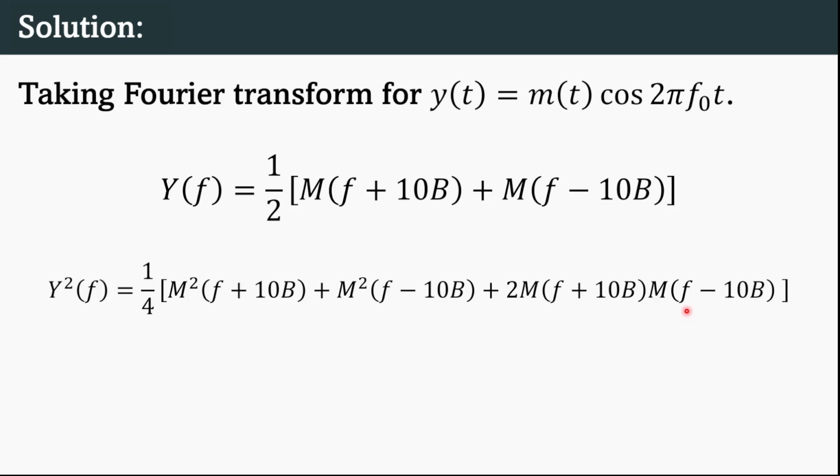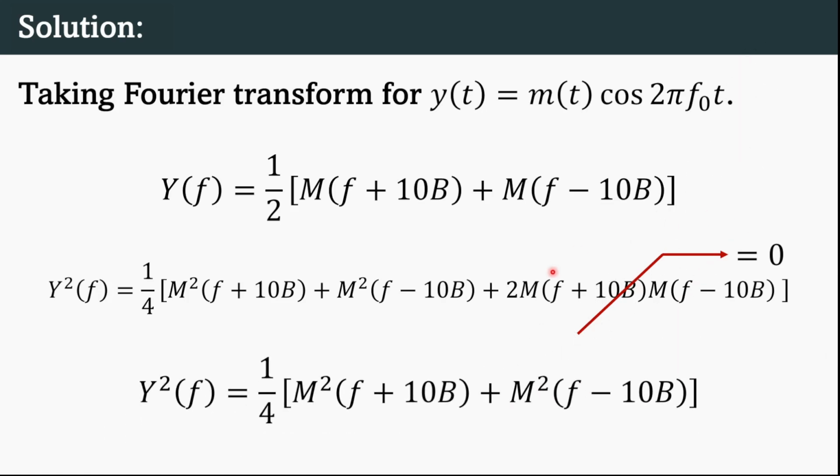So definitely what do you observe? There is no overlap of these two terms, and hence what can we say? We say that the product would be equal to 0, and hence our y square of f will simplify to this. Only the first two terms exist in y square of f, and that is given by 1 by 4 times m square of f plus 10b plus m square of f minus 10b.